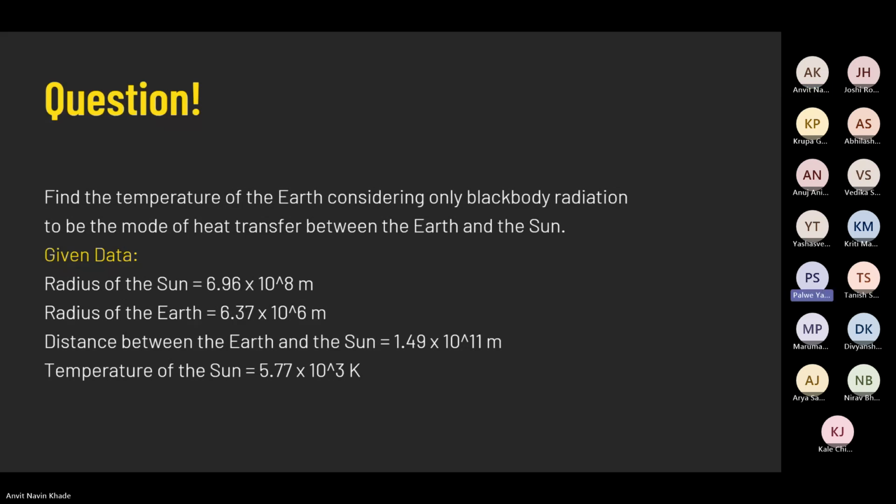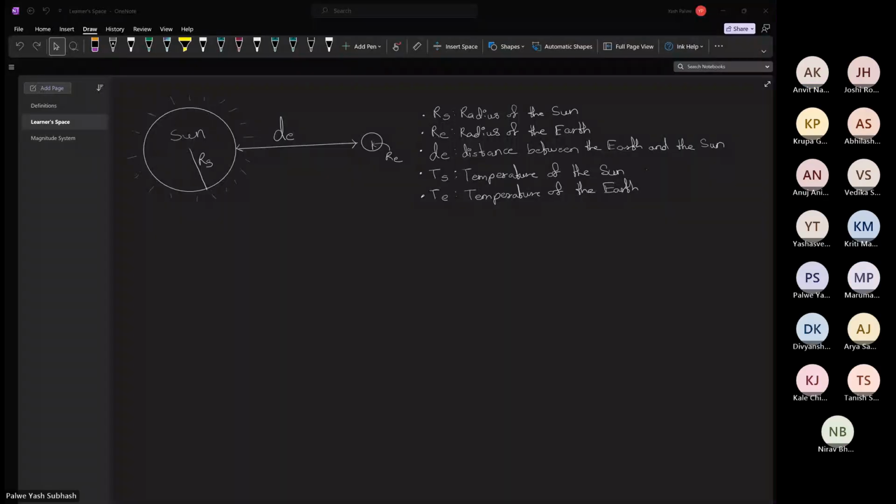I think I should solve now. Is anyone still solving? Okay, fine, I'll solve. Can you see my screen?